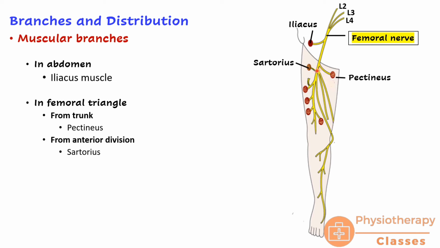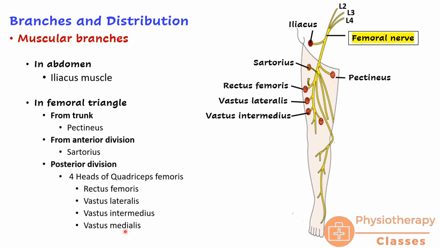From the anterior division, it gives a branch to one muscle, that is sartorius. From the posterior division also it gives a branch to one muscle only. That muscle is quadriceps femoris, but it has four heads. So now we can see there are four branches. One in the iliac fossa, one just below the inguinal ligament from the trunk, one from the anterior division, and there are many branches from the posterior division, but only one muscle is supplied, that is quadriceps femoris.